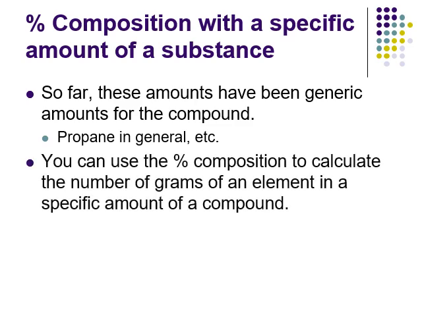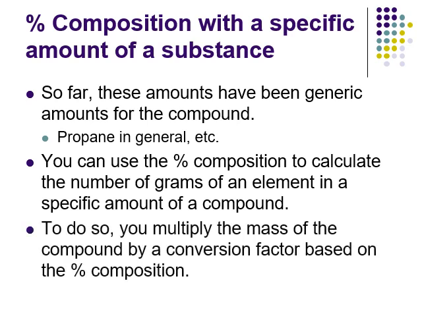So what we can use is the percent composition to calculate how many grams of an element are in a specific amount of the compound. In other words, we're working backwards. To do this, we're going to multiply the mass of the compound that we're given by a conversion factor based upon the percent composition. Sounds harder than it really is.